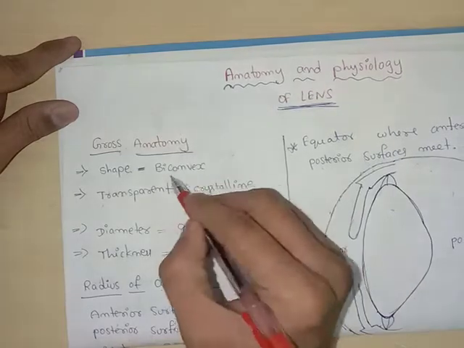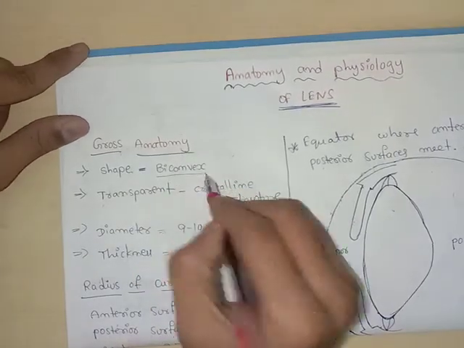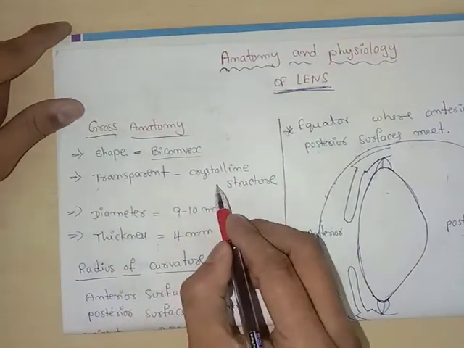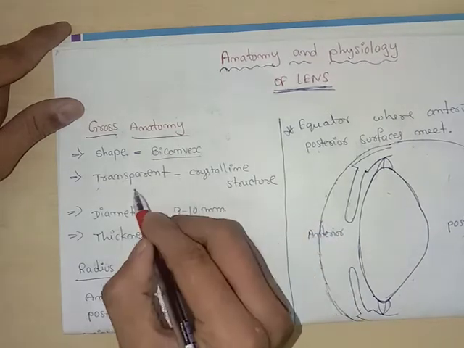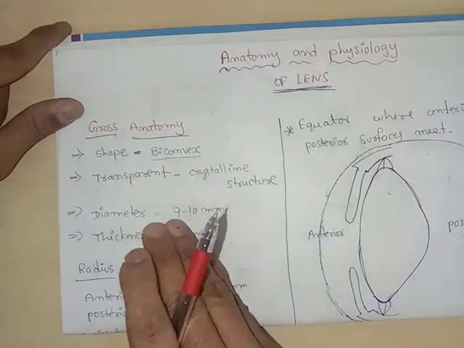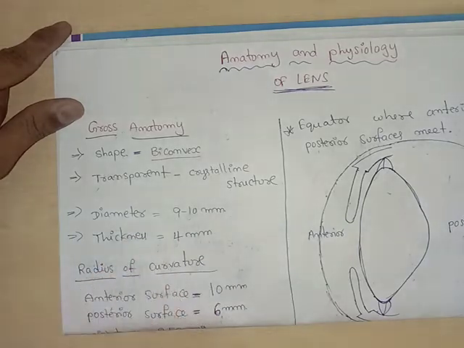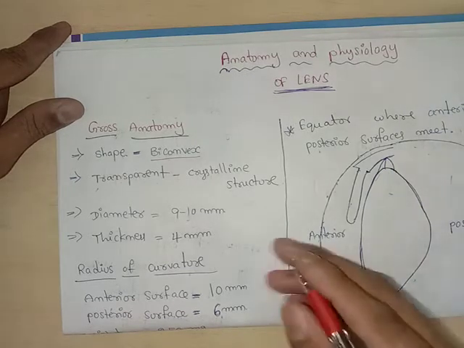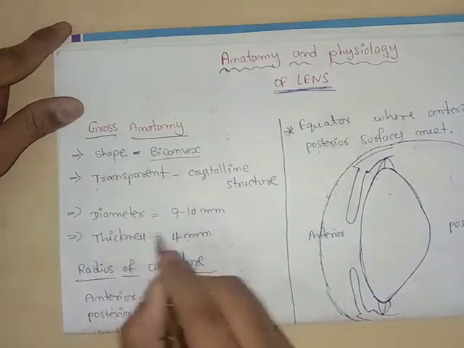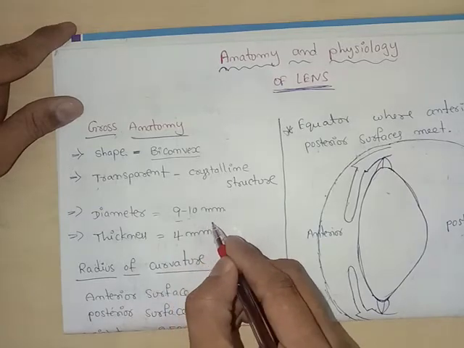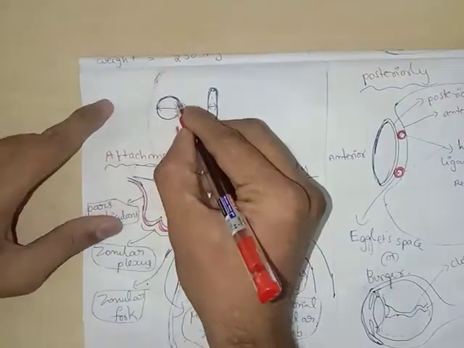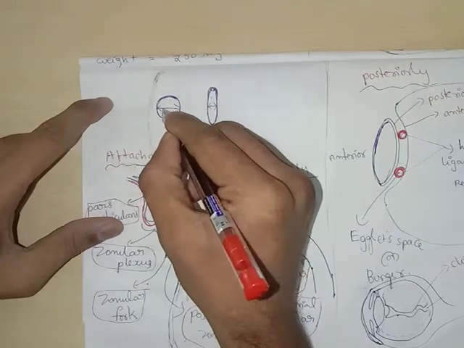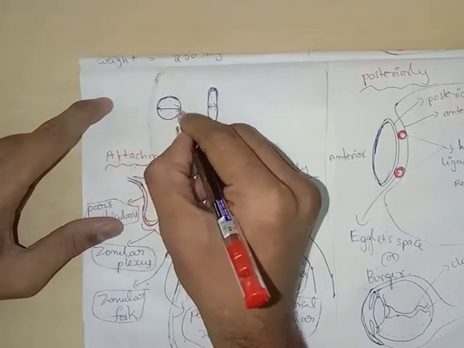The lens has a biconvex shape, it is a crystalline structure, and it is transparent. Transparent means if you look from one side, you can clearly identify the other side. The diameter is 9 to 10 mm. If you see it from the front side, this is the diameter.